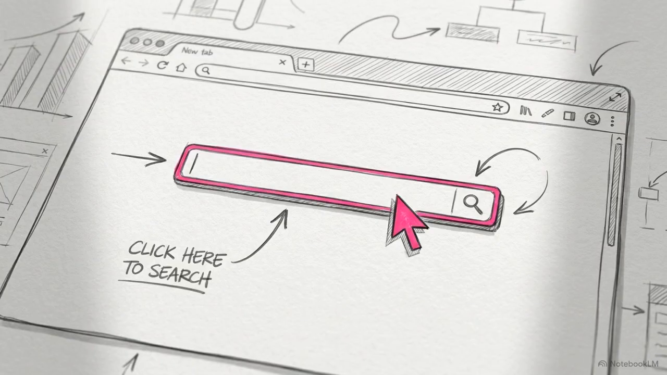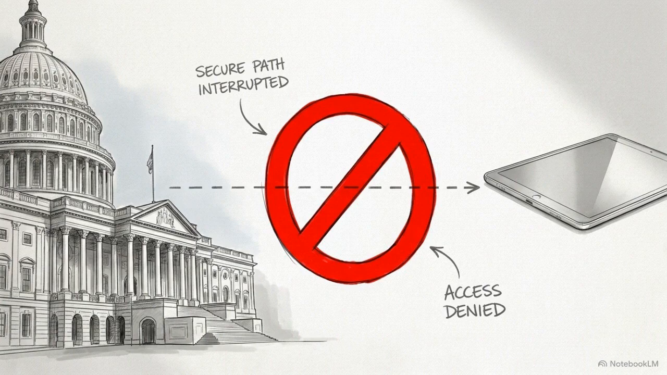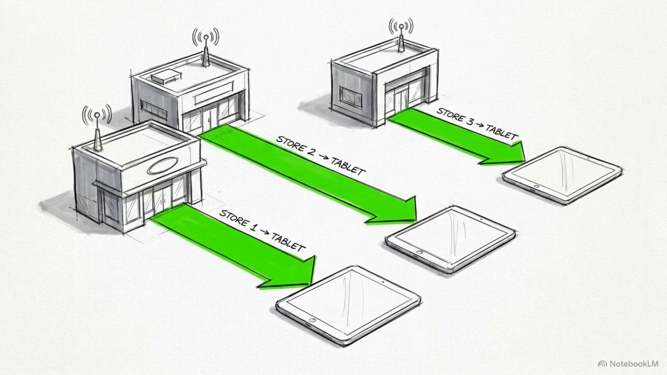The final step is finding where to submit your files. This is where you have to be careful of websites that aren't what they seem. It's a common misconception that the government sends these tablets directly. In reality, they are distributed by approved local telecommunications companies.